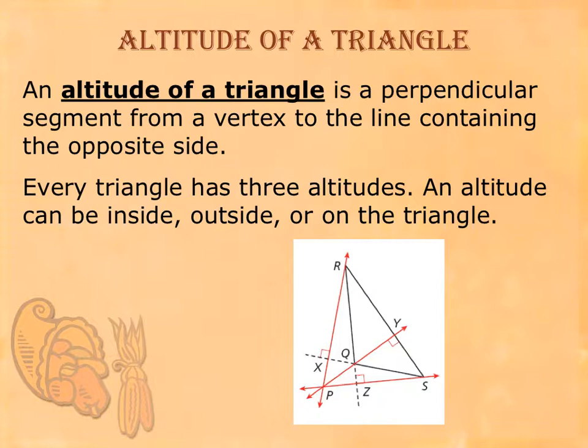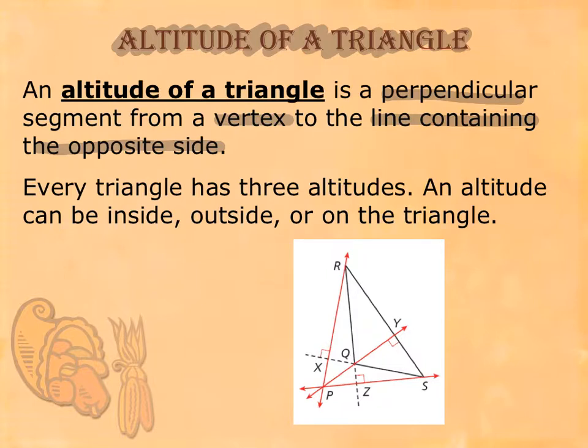Okay, the next special segment that we're going to learn about is the altitude of a triangle. The altitude of a triangle is a perpendicular segment that goes from the vertex to the line containing the opposite side. What it has in common with the perpendicular bisector is the perpendicular, but the perpendicular bisector doesn't necessarily go to the vertex. It goes to the opposite side. So perpendicular and then midpoint would be perpendicular bisector. Altitude is going to be vertex and perpendicular.